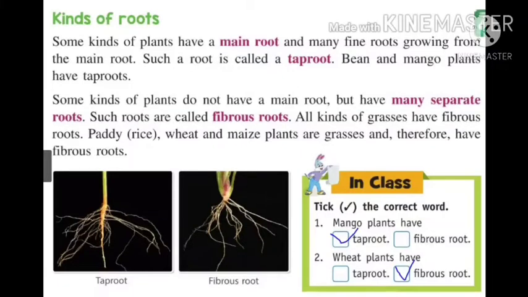So we see here there are two types of roots, taproot and fibrous root. Mango plants, bean plants, they have taproot. Grasses, rice, wheat, they have fibrous roots. Taproot is a root that has a main root, and there are many fine roots growing from the main root. But the fibrous roots, they do not have any main root. They have many separate roots to get water and minerals from the soil.